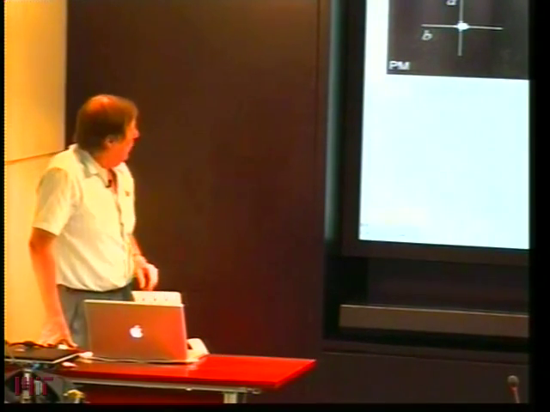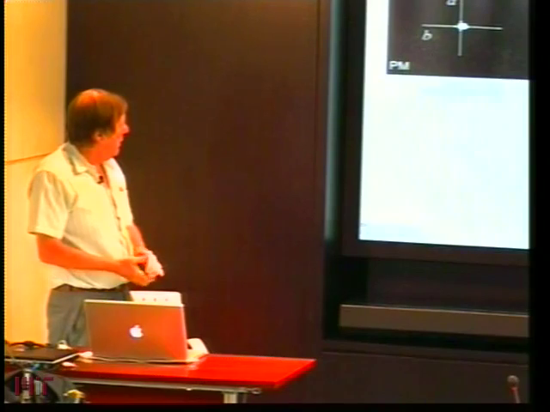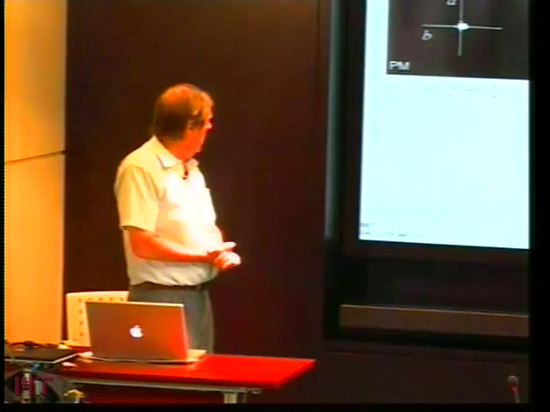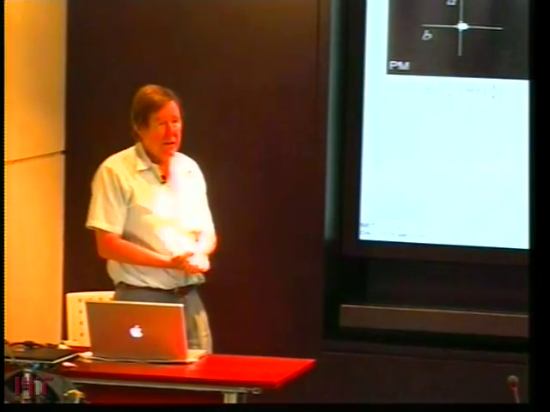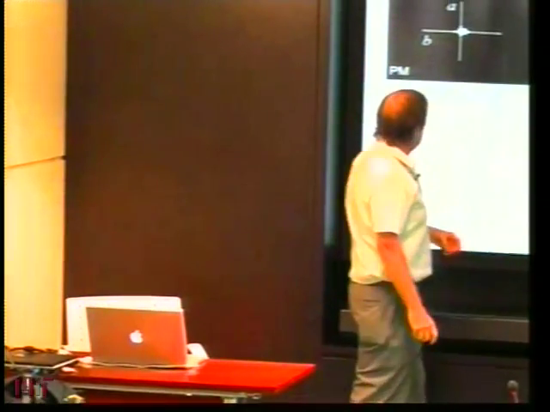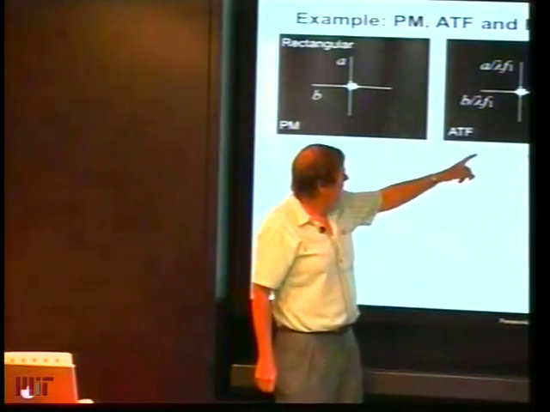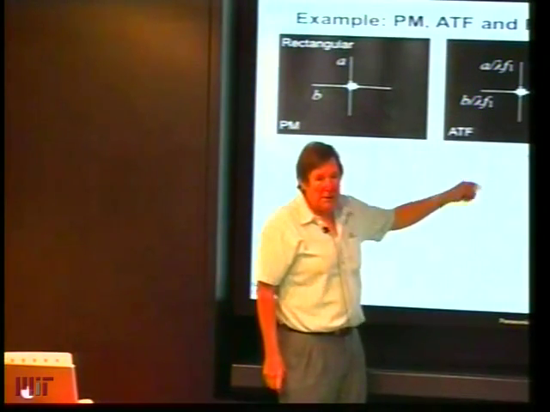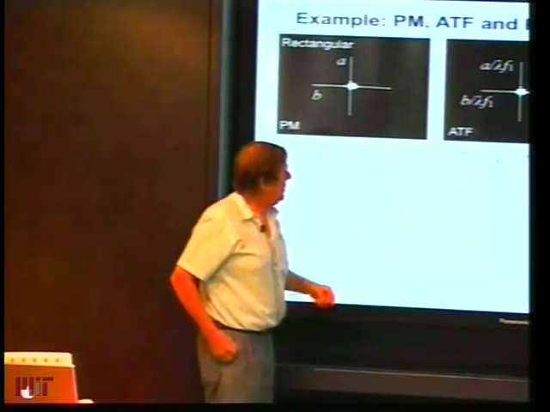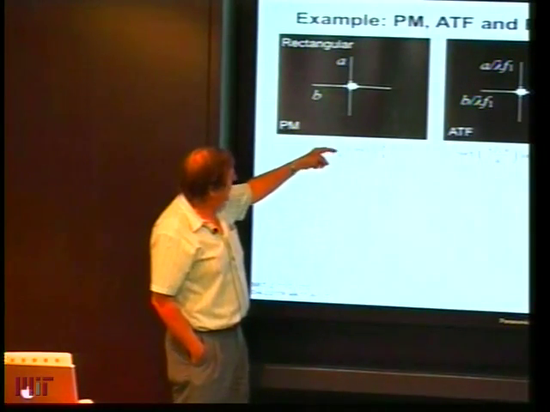And we can then work out what the transfer function of that is. The transfer function, we said, is just equal to a scaled version of the pupil mask. So if this is a rectangle, this is also a rectangle. But the scaling has this lambda f1 coming in. This is a function of distance.